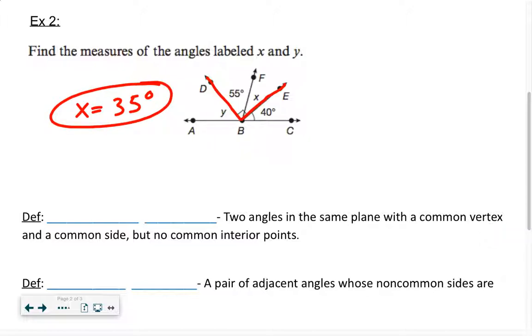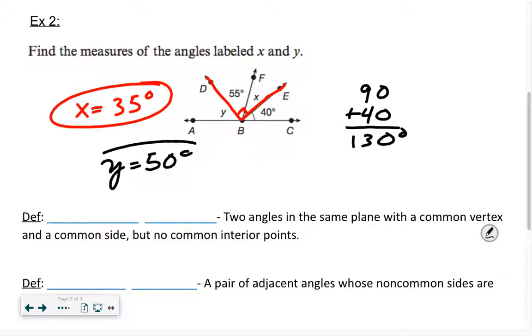How about Y now? Sean? 50? You know, again, you can say that this is a right angle here. This angle over here is 40, so 90 and 40 gets us to 130. Remaining degrees that we have left in the straight angle is 50. Therefore, Y must be 50. Okay. Really good test question. Really good homework question as well.